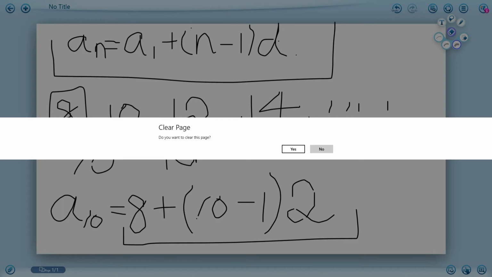Hey guys, in this video we'll be learning how to find the nth term in a geometric sequence. So let's look at this. I'm going to give you one geometric sequence and we're going to derive a formula together. So let's look at it. What's the easiest geometric sequence?